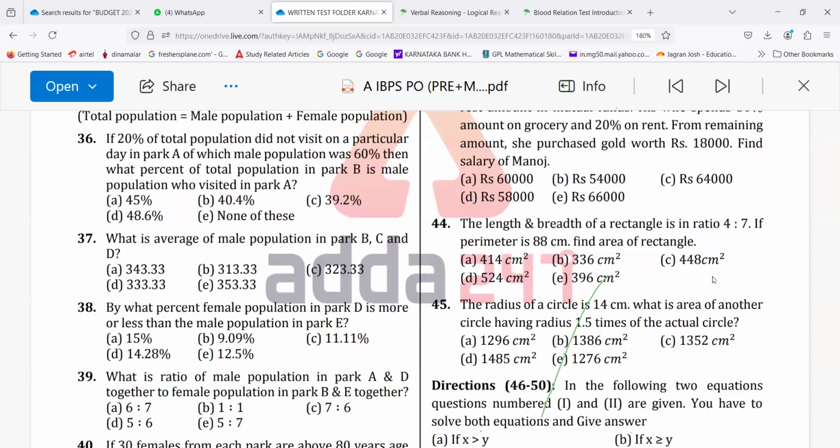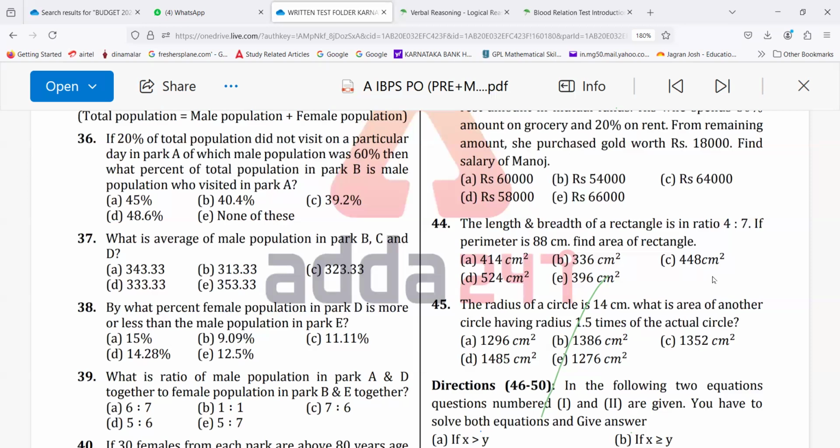Area is equal to what? Length into breadth, LB. Some people in Canada and all call it width. Length into width. So here, the length and breadth are 4 centimeter and 7 centimeter. As per the question, 2 into 4x plus 7x is equal to 88. Can you find x? How much are you getting x? Option E, sir. X we are getting 4.